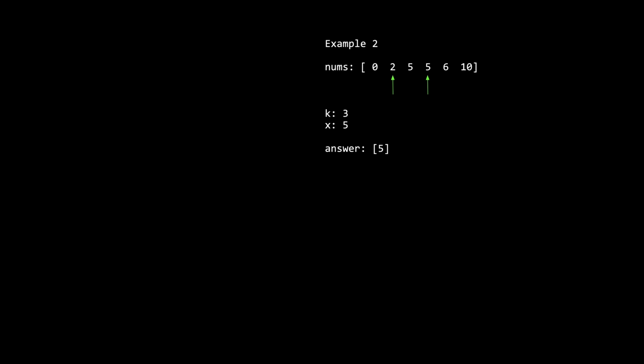Next, we once again compare the 2 to 5, and the second 5 is closer. So that gets added, and we move the right pointer to the right. Next, we compare the 2 to the 6. The 6 is closer to the 5, so we add that to our answer list. At this point, our answer list has reached k numbers, so we are done.